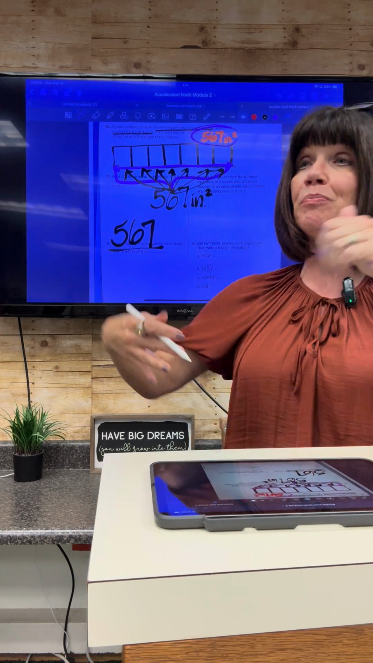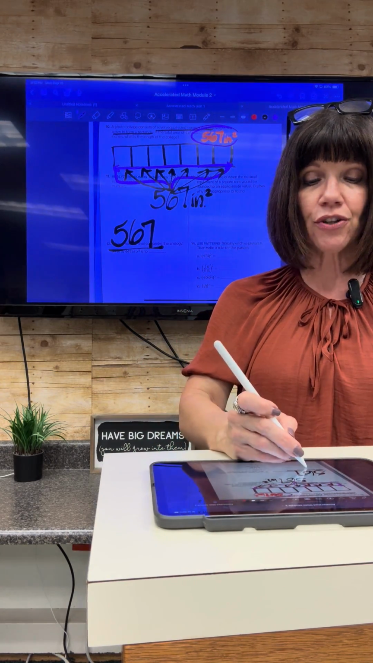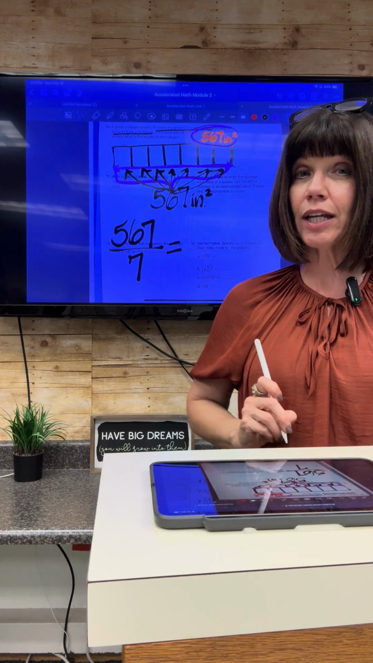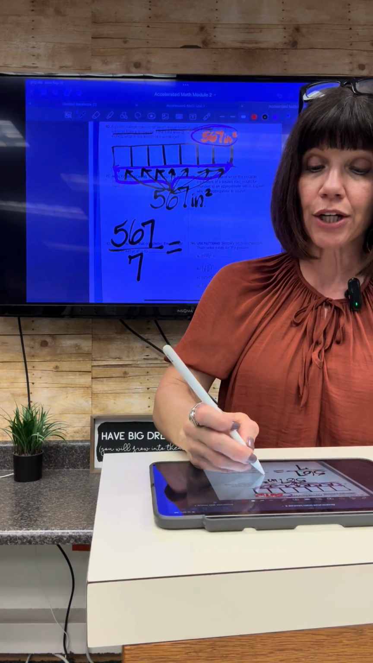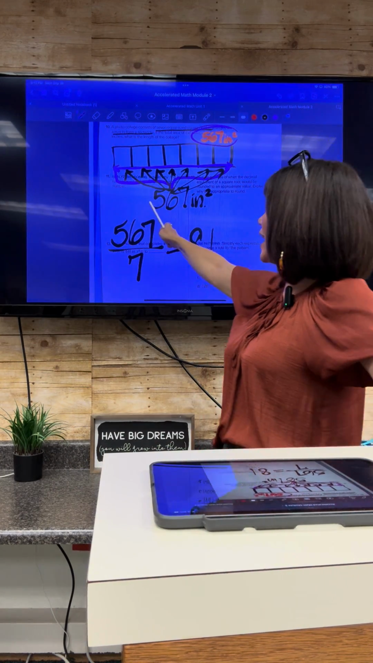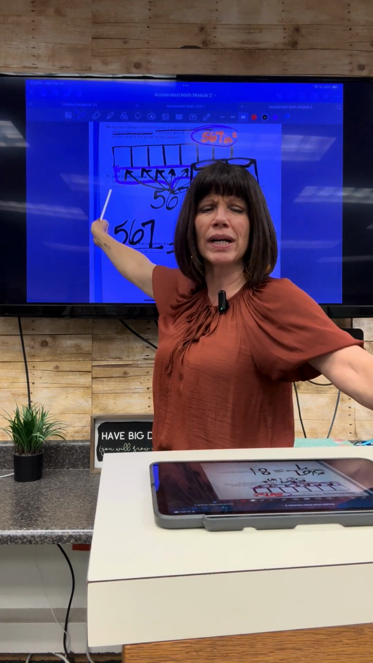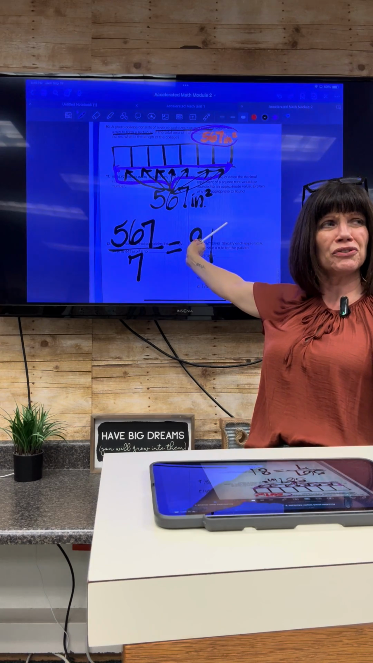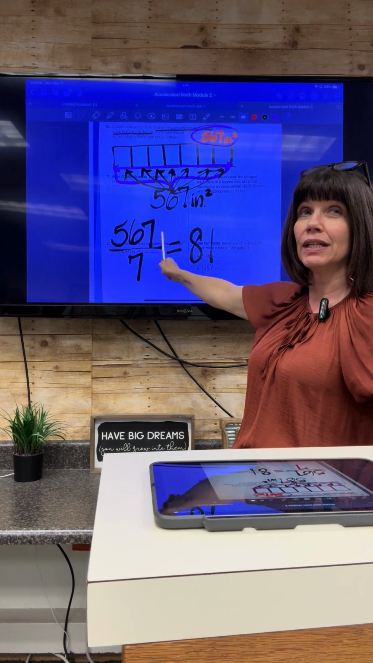567 divided by 7. Try it on your calculator. Raise your hand if you have an amount to give. Yes? 81. Who agrees with 81? Now, is that my final answer? No. Am I going to do 81 times 7 to get my final answer? No, that would take me right back to 567.